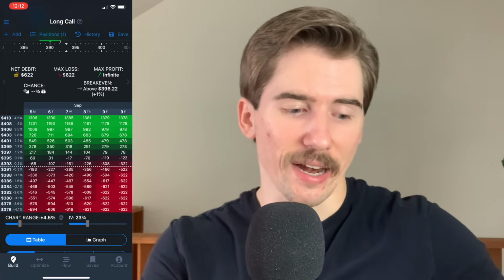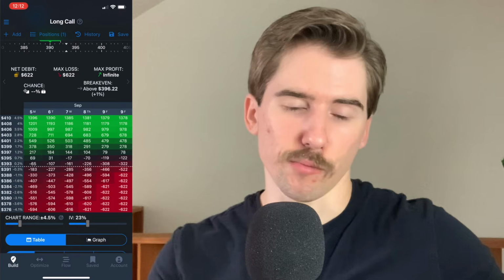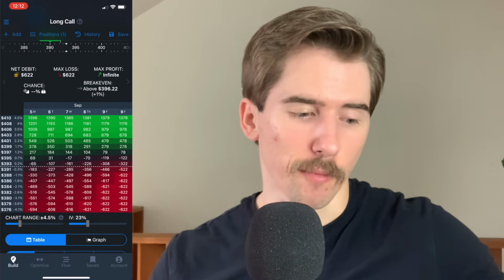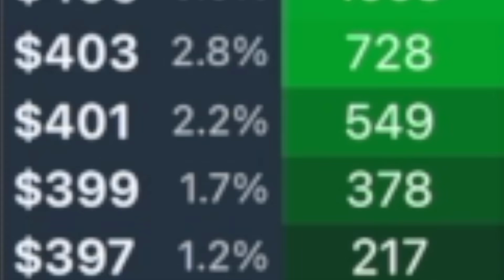So we can see that it has every day before the expiration, and it has different prices where the stock could be. So if SPY were to climb all the way to $401 by tomorrow, then this option would have gained $549. So if I decided to sell it whenever SPY hit $401 tomorrow, then I'd be selling this option for $1,149.